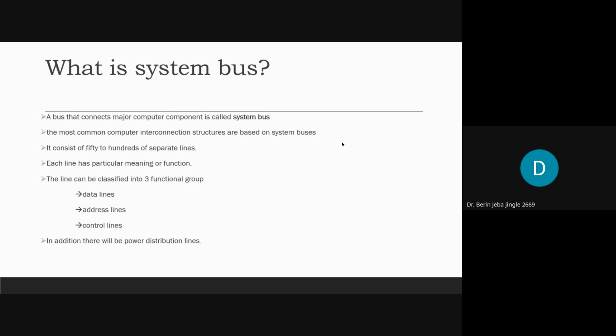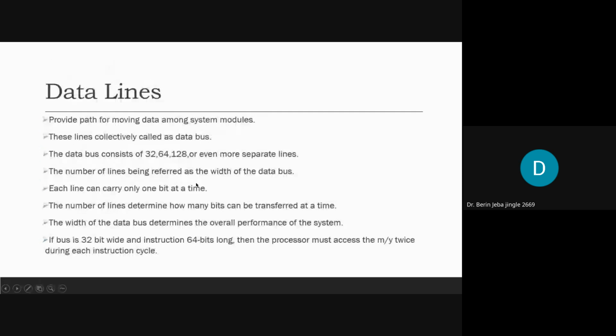It has 50 to hundreds of separate lines. Each line has a particular meaning or function. There are 3 major groups of lines. It is classified into 3 functional groups, that is data lines, address lines, and control lines. In addition to this, there is a power distribution line also.